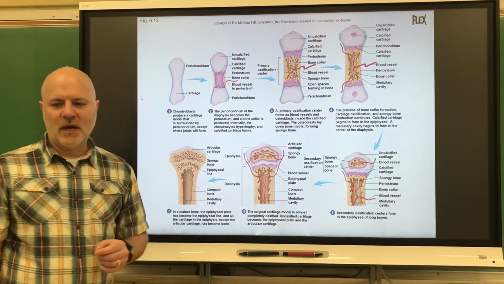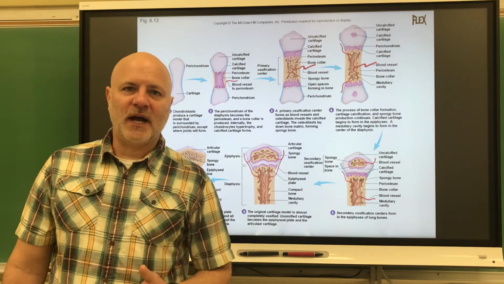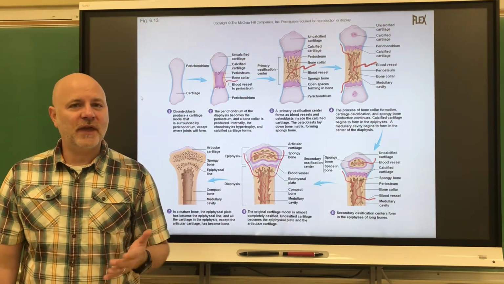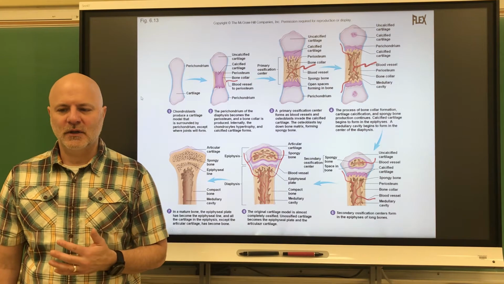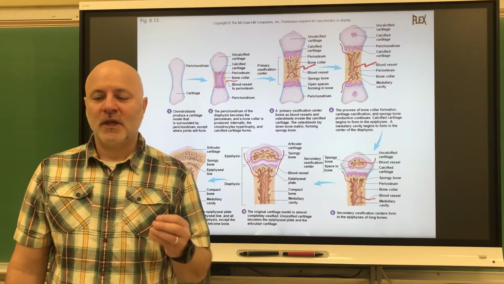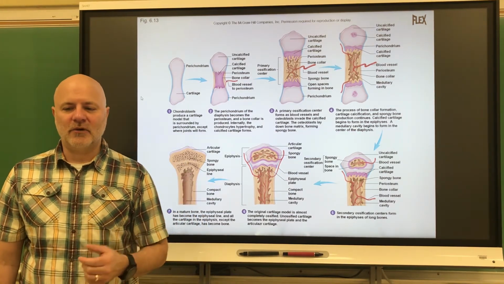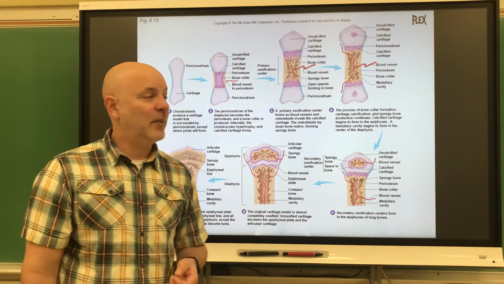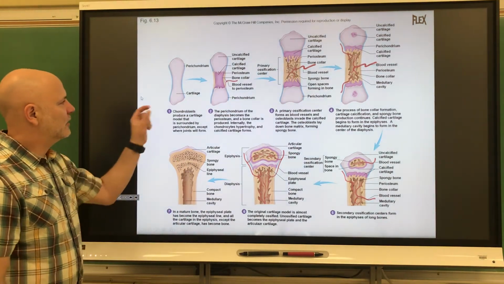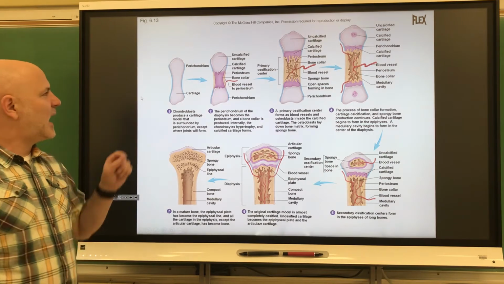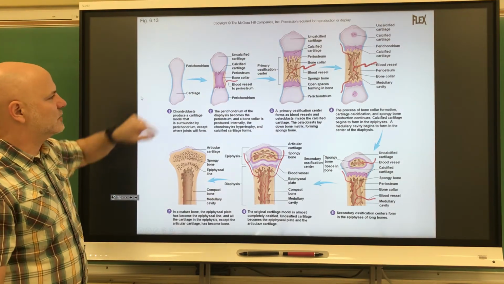Okay, so next is endochondral ossification. Endo means within. Chondro refers to cartilage. So endochondral ossification is the embryonic formation of bone by the replacement of hyaline cartilage with bone. So here, the first thing is that we're going to start with a hyaline cartilage model of the bone, which is what we see here.